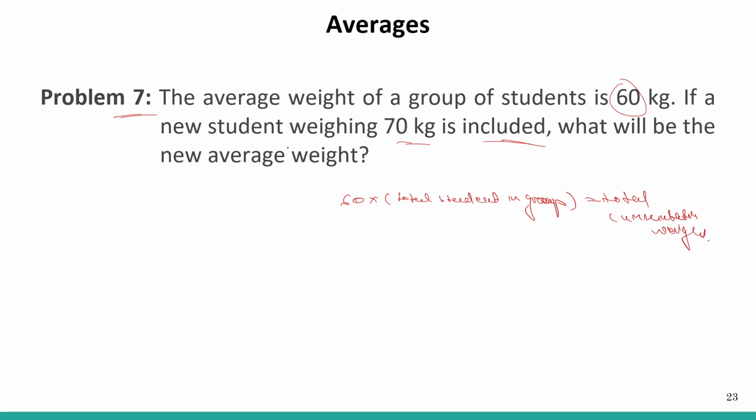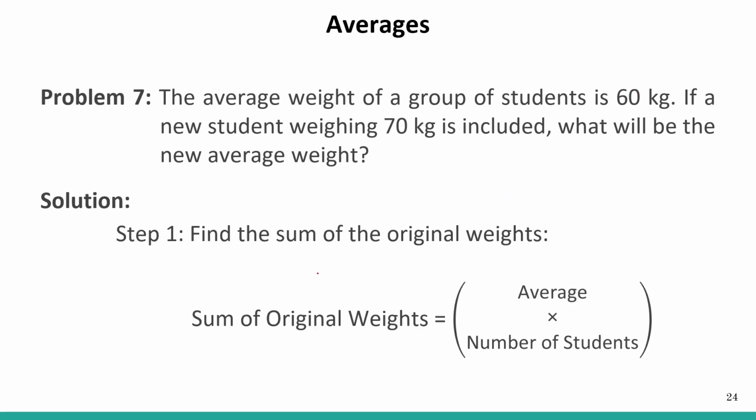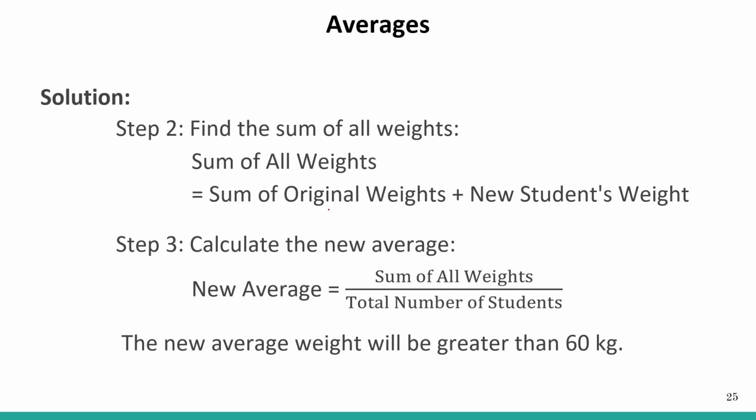If a new student weighing 70 kg is included, let the number of students be x. Then it is 60 into x plus 70. Then what will be the new average weight? The sum of the original weights is the average into the number of students. Calculating the new average: the sum of all weights by the total number of students.